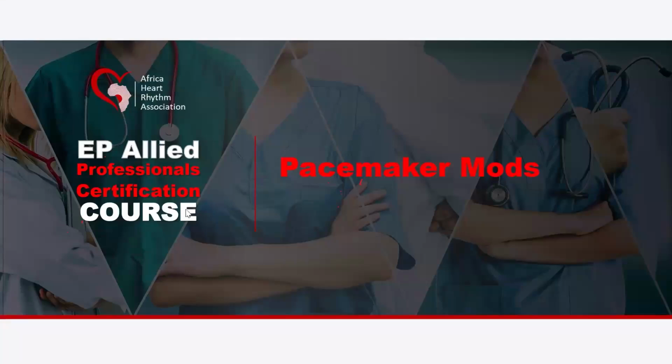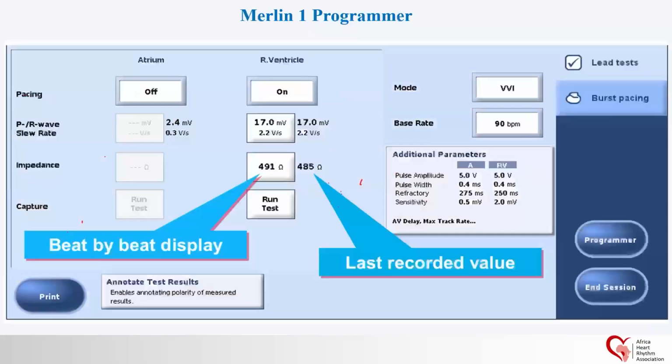Any questions? Yes, I have questions. When I measure R wave, some operator ask about ST elevation. What is the meaning of ST elevation for R wave?